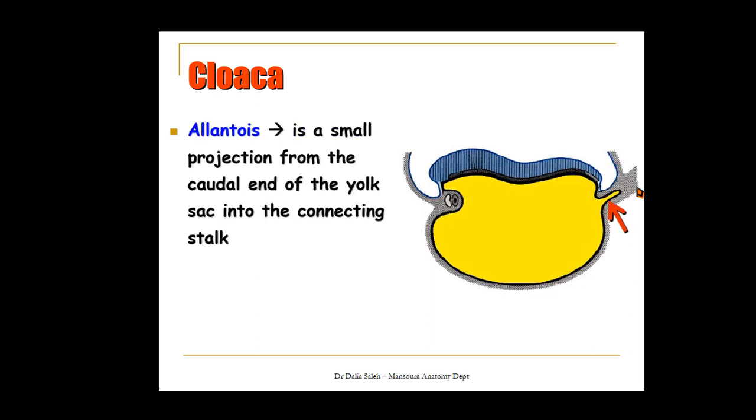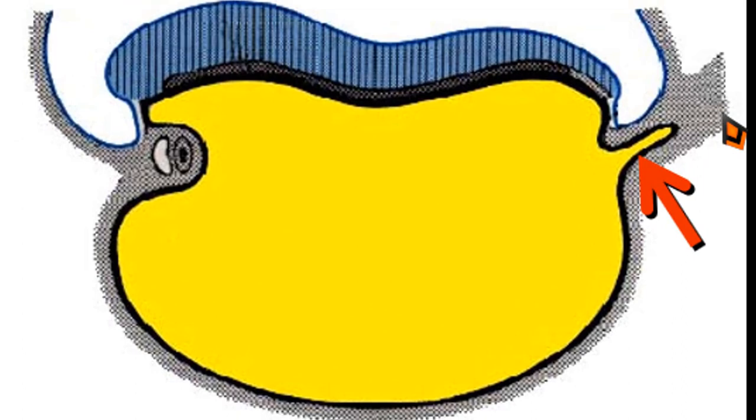For the beginning of the formation of the cloaca, first we need the appearance of a diverticulum. It is called allantois. It is a small diverticulum or small projection that comes from the caudal end of the yolk sac and extends into the connecting stalk. Cranial to the allantois lies the cloacal membrane, and the cloacal membrane is just ectoderm and endoderm. There is no mesoderm that develops between these two layers.